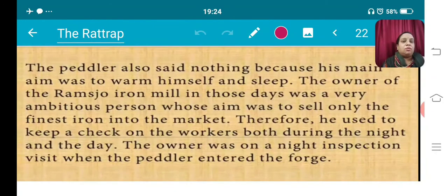The owner of the Ramso iron mill in those days was a very ambitious person whose aim was to sell only the finest iron into the market. Therefore, he used to keep a check on the workers both during the night and the day. The owner was on the night inspection visit when the peddler entered the forge.